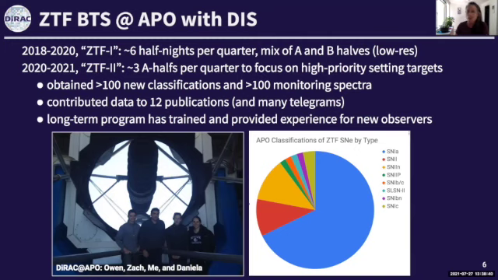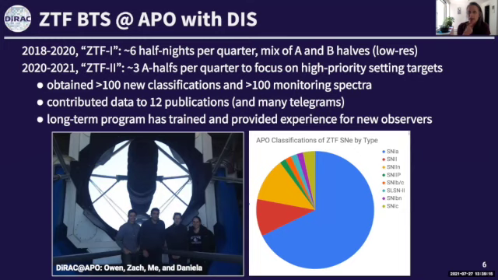For ZTF2, which started in 2020, we dropped down to 3 A halves per quarter. We started realizing that APO, because it could go fainter than the powerhouse ZTF machine, the SED Machine, that was doing a lot of the follow-ups, we really wanted to focus on using APO to classify objects that were old, fading, starting to set. It's a last chance kind of thing. So we started focusing on just doing A halves and following up those essential targets and trying to make the best contribution to the science that we can with APO.